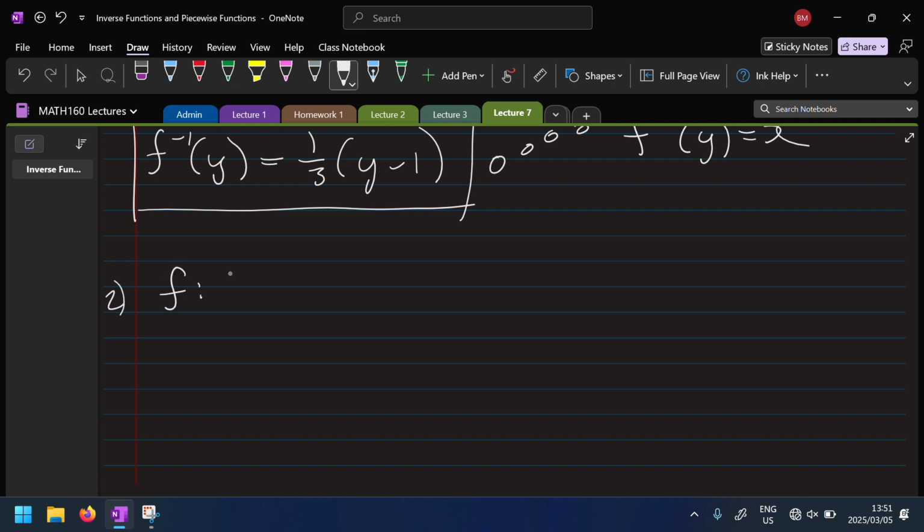Okay, so we've got f. The domain is from 2 to infinity. The target is y. We don't know what that is yet. We're going to figure it out. And the rule is x gets mapped to x squared minus 4x. Okay. So there are 2 parts to this question.